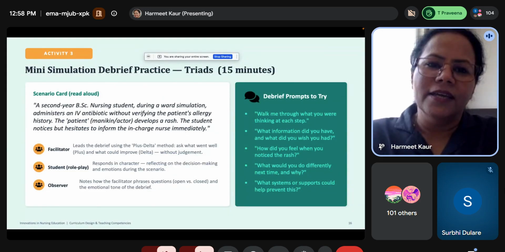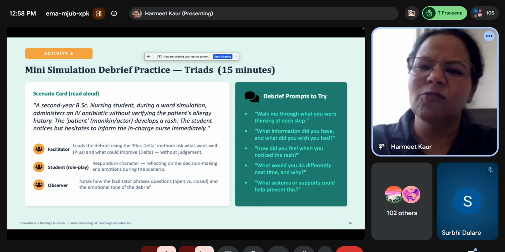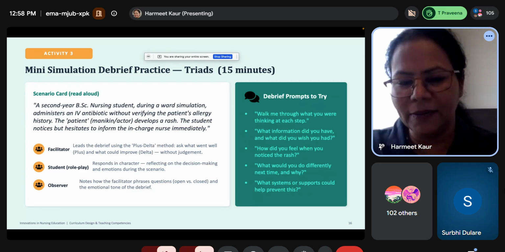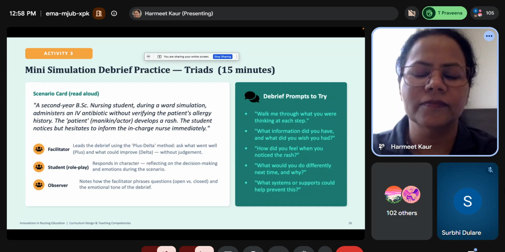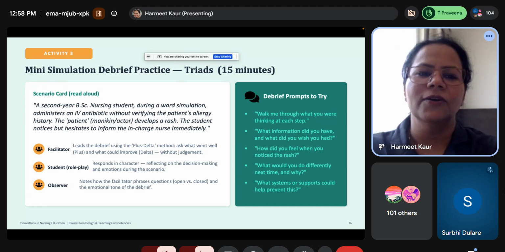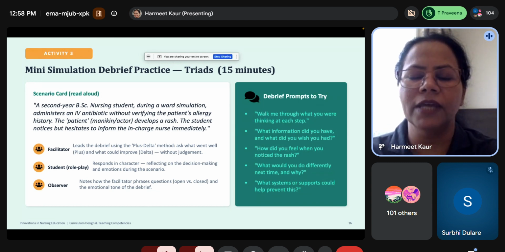Okay, I want 3 persons. Anybody can volunteer? 3 persons. Please fast. Any 3 persons, if you can volunteer, can you just say your name? I'm not able to see the participant window here.